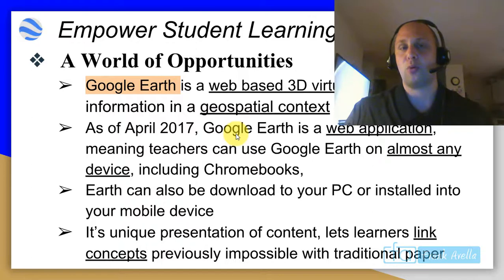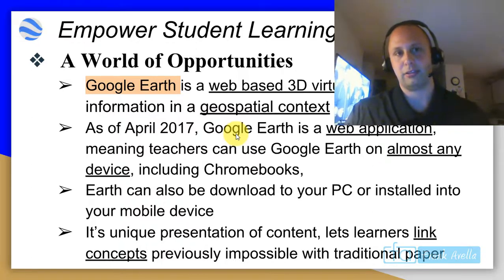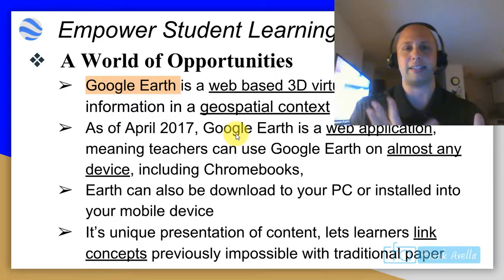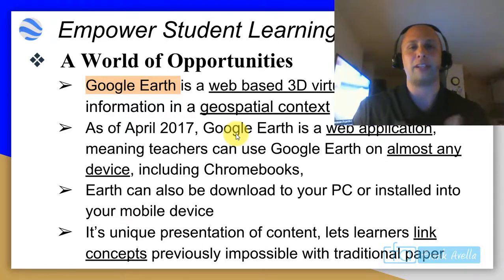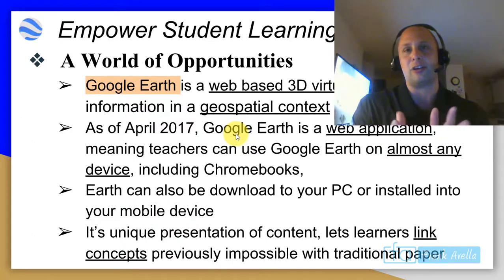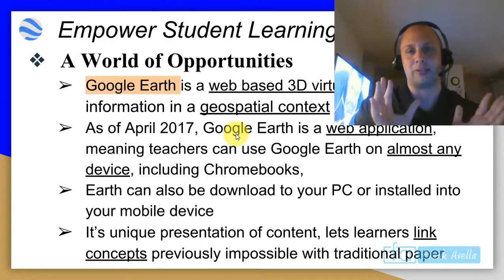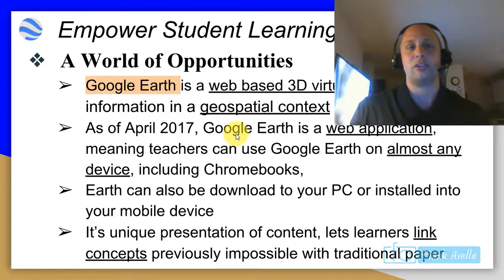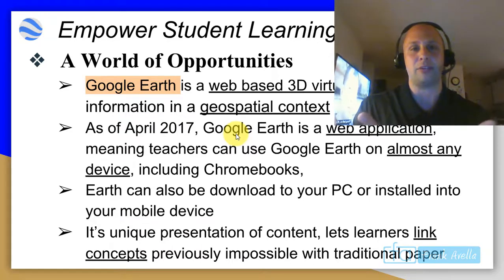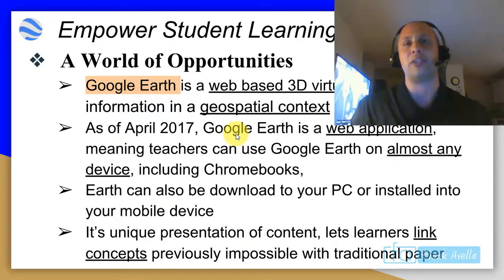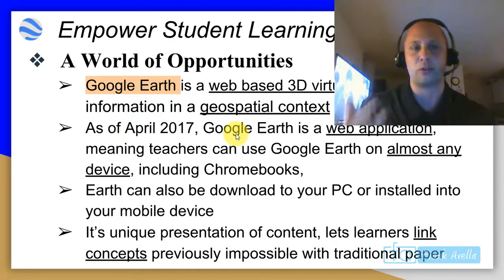A world of opportunities. Google Earth is a web-based 3D globe. The main purpose is that you're able to put information in what they call a geospatial context, because the Earth is three-dimensional. It's round, it's not flat. So you can switch between 2D and 3D views, and you can zoom in. A lot of cool stuff.